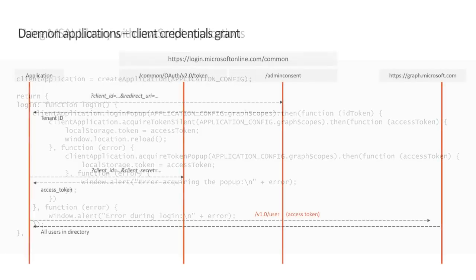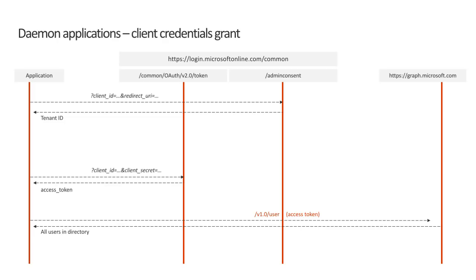Now, another type of authorization or authentication that we can use with the Microsoft Graph and the V2 endpoint is called a client credentials grant. And this is great for services that are otherwise known as daemon-based applications.